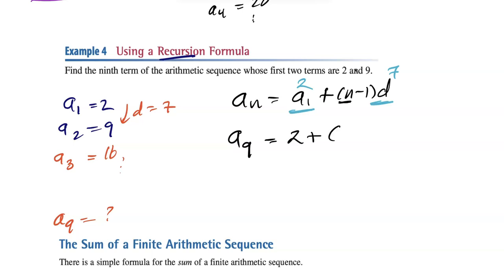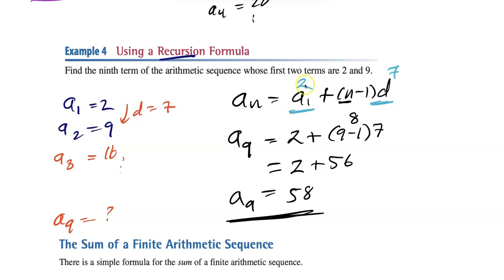So if I want the ninth term, a9, we just plug in 9 for n. 2 plus 9 minus 1 times 7, so this is 8 times 7. So 2 plus 56, which gets me 58. That's the ninth term. So you could keep on adding 7 until you get to the ninth term, or you could use our formula to help us out.